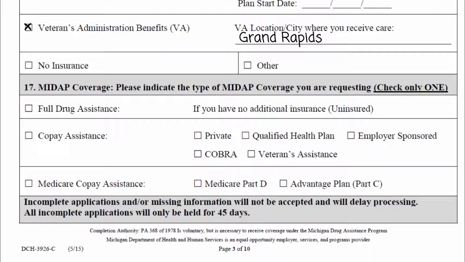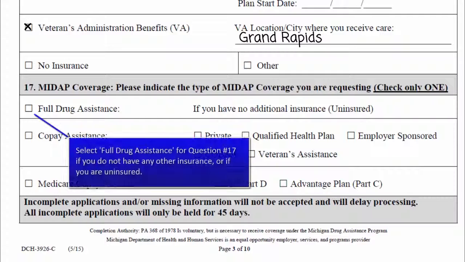For question 17, there are 3 options of MiDAP coverage that you can select from. You will check only one in this section. Your options include full drug assistance, copay assistance, or Medicare copay assistance. I will go over each of these so you will know which one is the appropriate MiDAP coverage you will need to request.